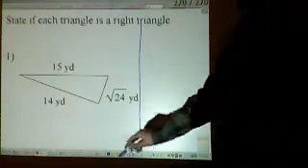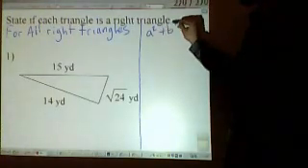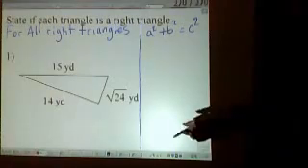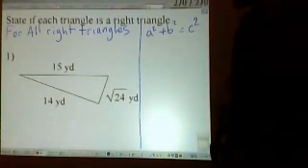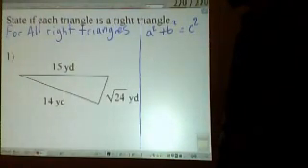Well, we know for all right triangles, a squared plus b squared equals c squared. And that is where c stands for the hypotenuse. So really you have to figure out if this was a right triangle, which one would be the hypotenuse? Which one is the biggest side?